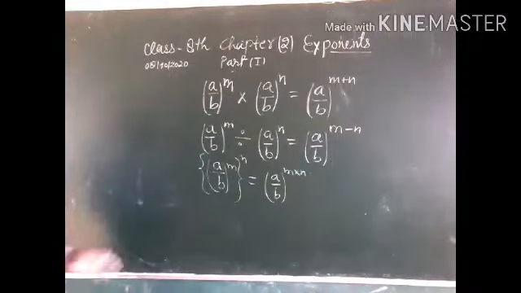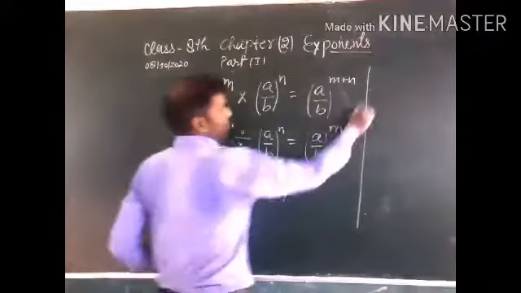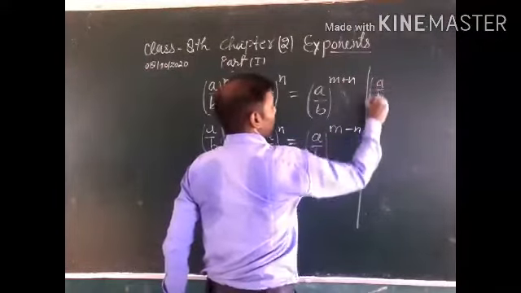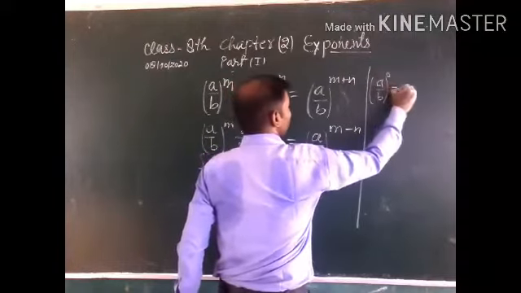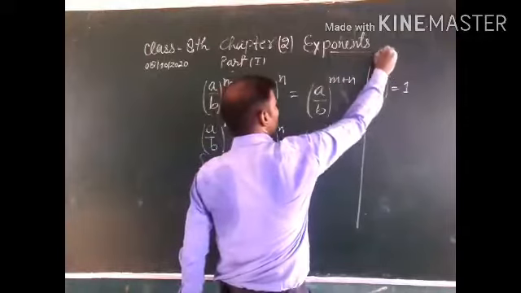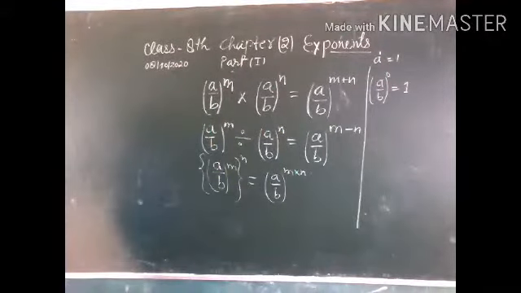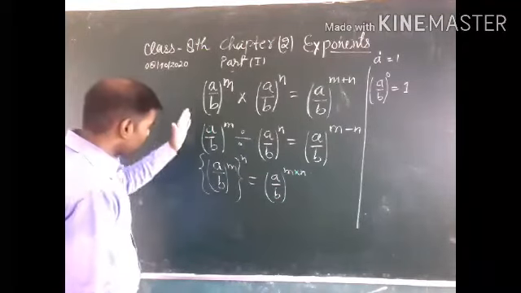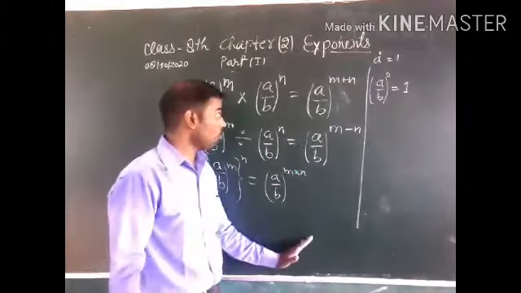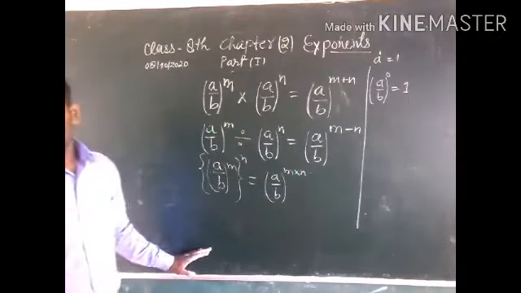Next formula: (a/b) to the power 0 is equal to 1. In class 7 you studied a to the power 0 is equal to 1. These formulas are also studied in class 7.